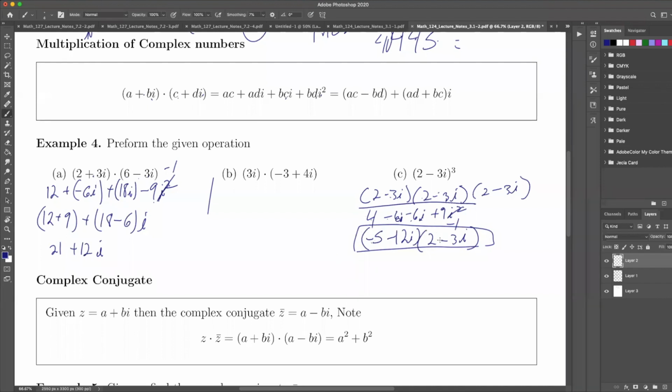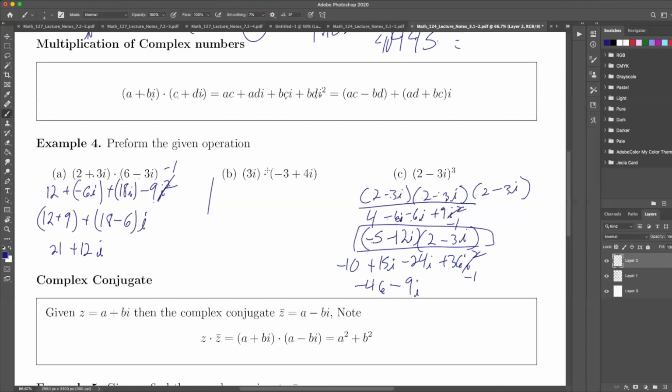So here we'll have negative 5 times 2, which gives us minus 10. We'll have negative 5 times minus 3i, which gives us positive 15i. We'll have negative 12i times the 2, which would be minus 24i. And then we'll have negative 12i times negative 3, which gives us plus 36i squared. And so remember, i squared just becomes negative 1. So it'll be negative 10 minus 36, which gives us minus 46. And then negative 24i plus 15i will be minus 9i. And that's our answer.